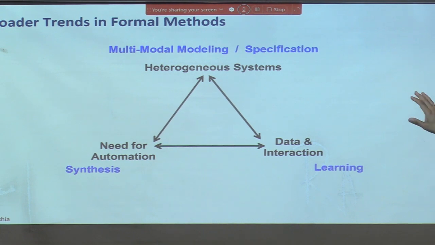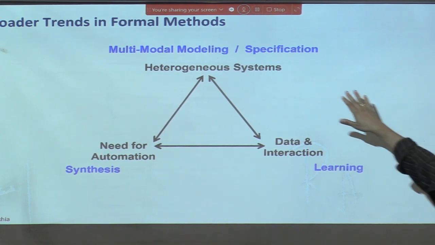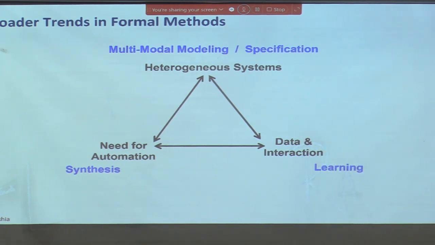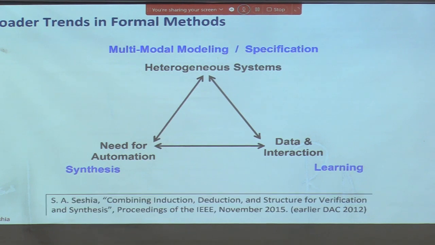Okay, and so one of the things we need to deal with for heterogeneous systems is to think of not just one way to do formal modeling and specification, but multiple ways. And then we need to have techniques to automatically synthesize things like invariants and compositional proofs, and then use learning in the process as well. Okay, and this is something that I started working on back in 2012, and even before that.